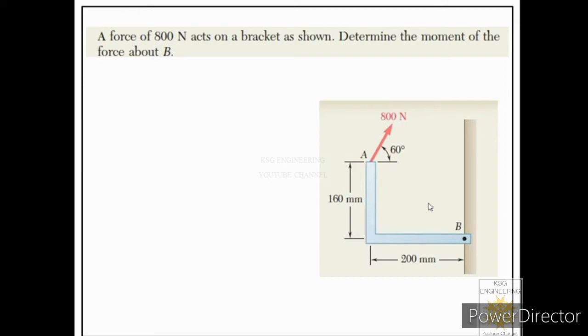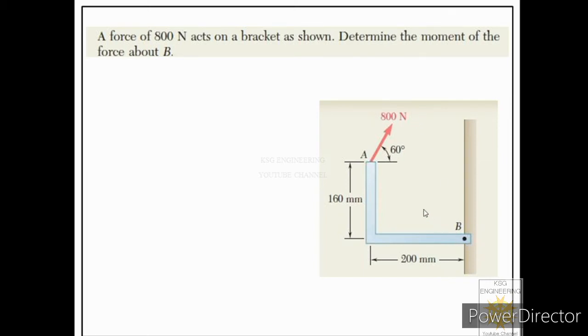Now, in the previous lecture on moment of a force, we learned that moment M is equal to force into perpendicular distance. Perpendicular distance is between the line of action of the force and the moment center. And we call that perpendicular distance as moment arm. So over here, we have the magnitude of force. If we can find its moment arm, then we can easily find its moment about point B.